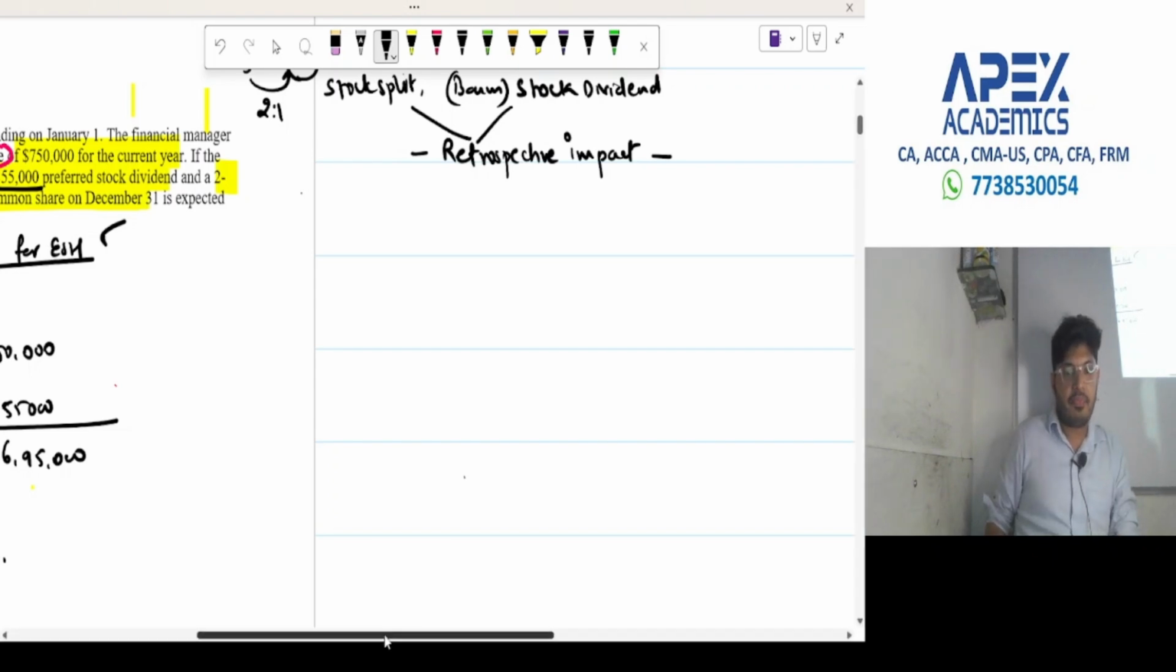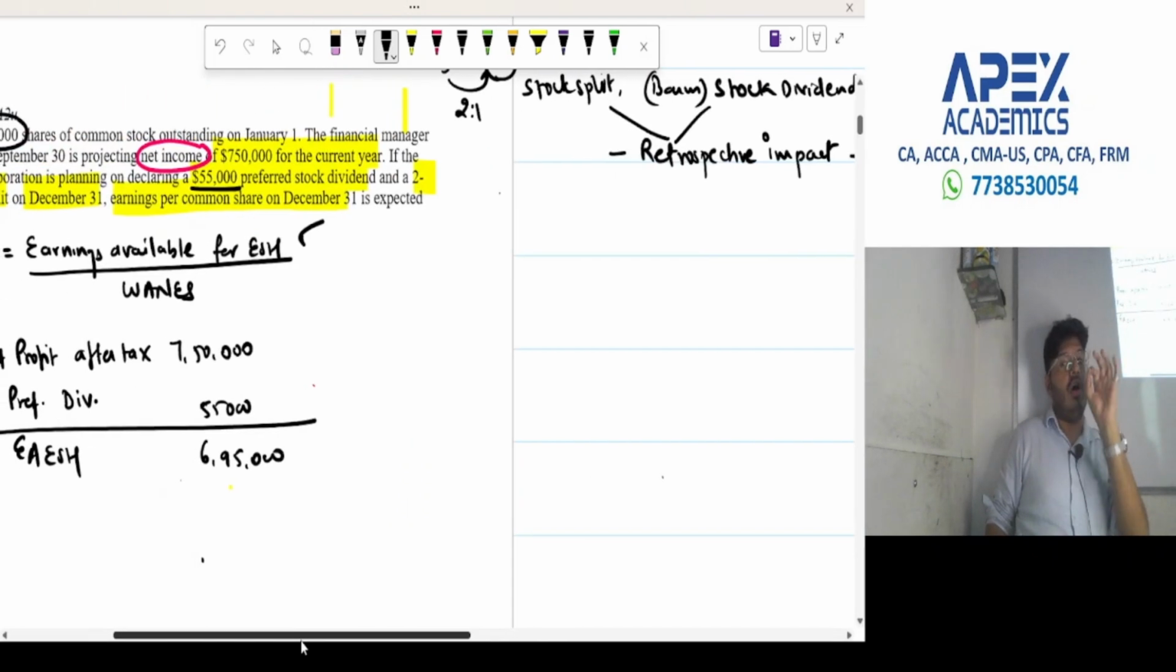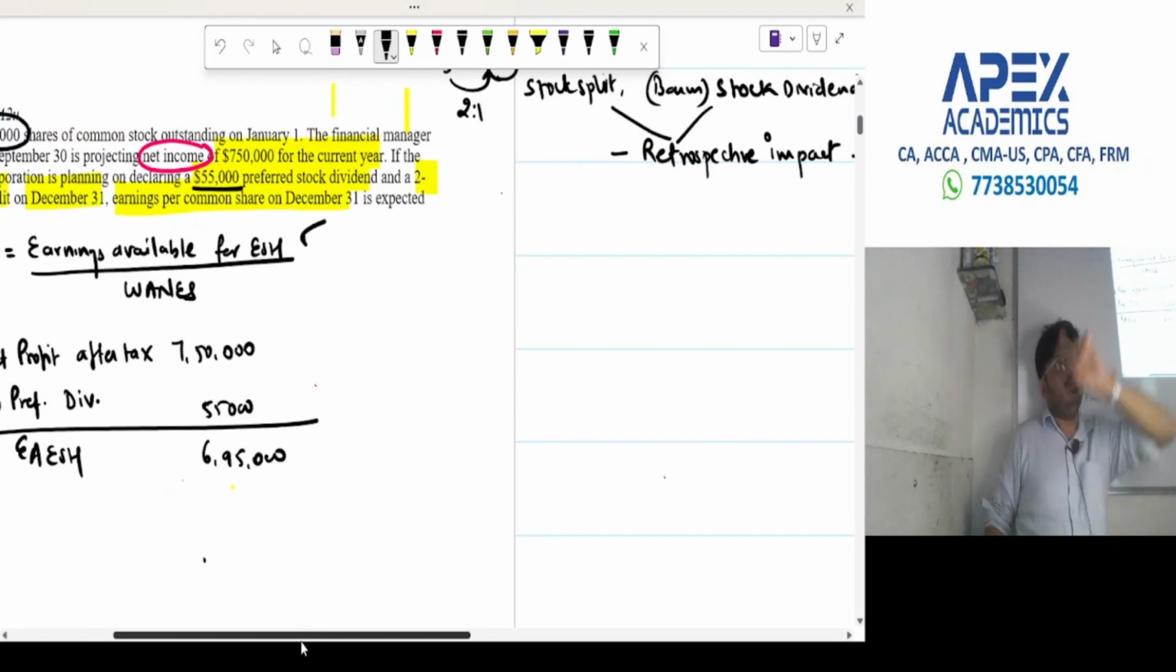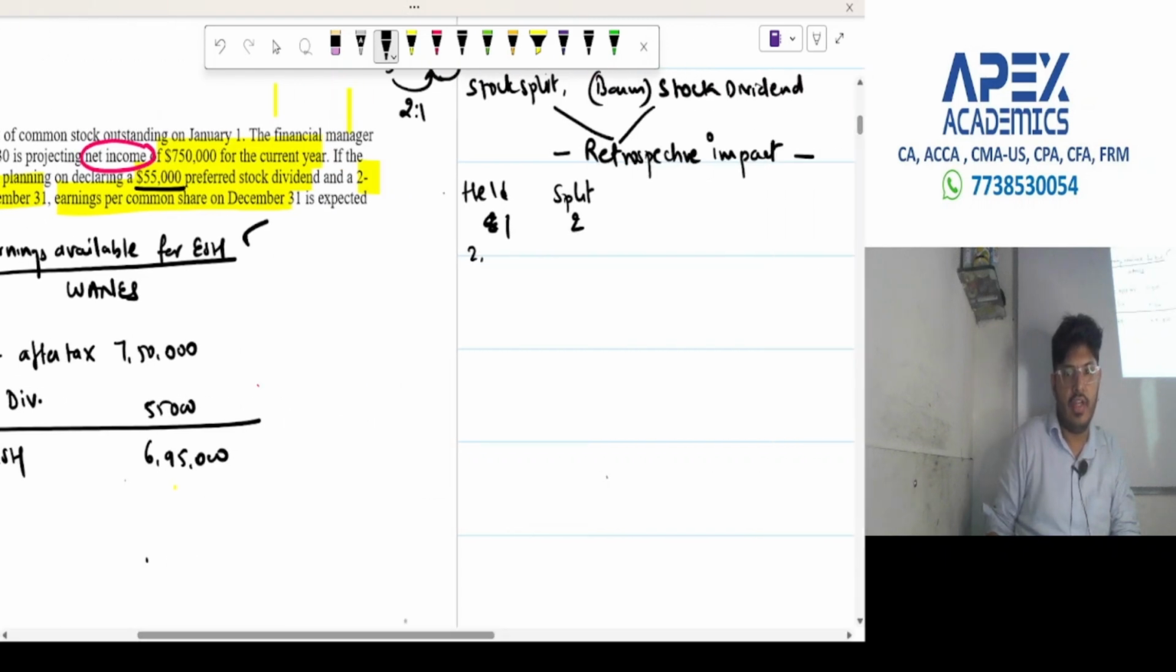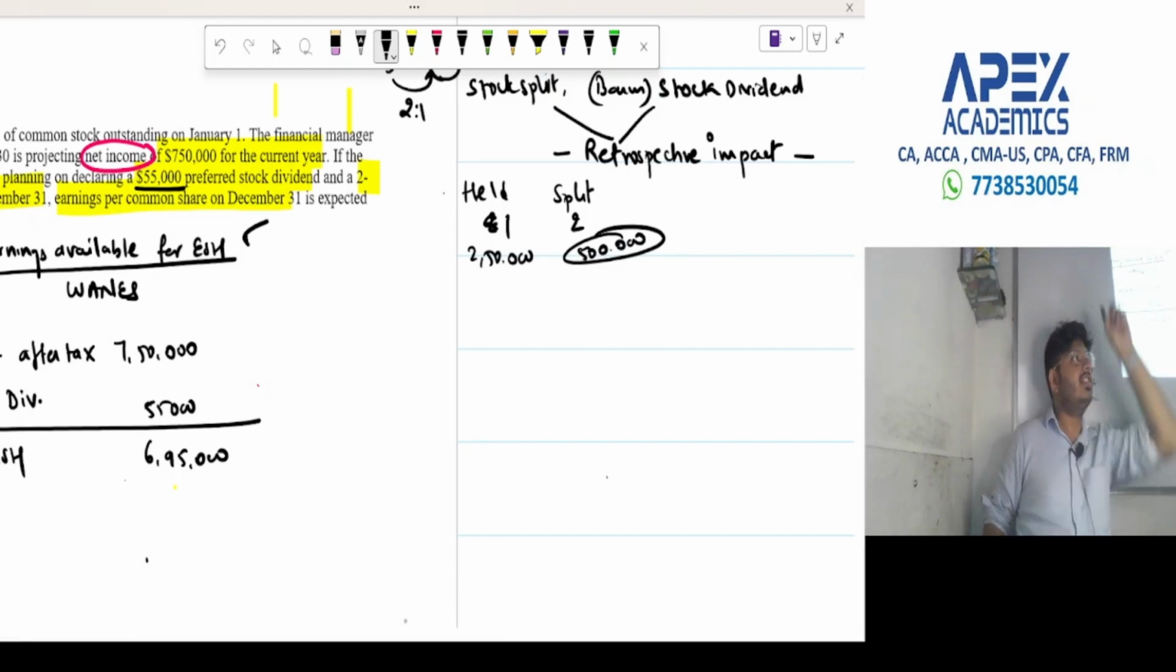My dear friends, the stock split, like the bonus, has to be adjusted till the first date. Meaning, now you are splitting stocks in the 2:1 ratio. Meaning, you held 1 and after split you get 2. So over here you hold 250,000. So after split this will become how much? 5 lakhs. So my dear friends, this 5 lakhs will be from the very starting.